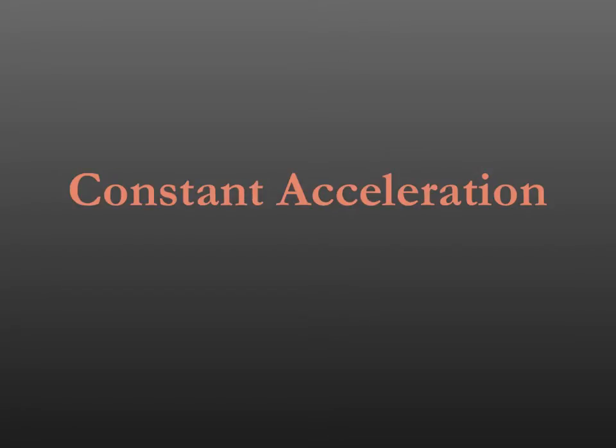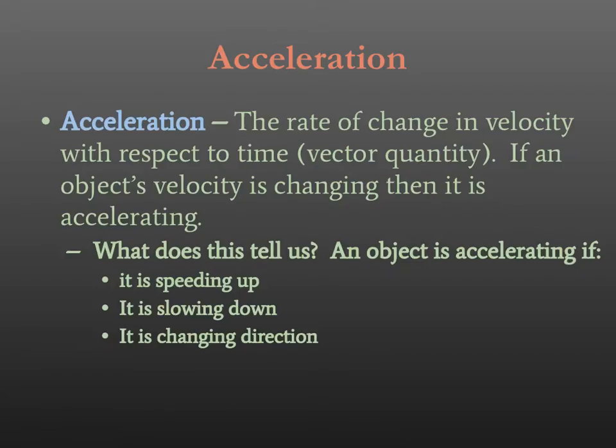Welcome back. Today we're going to be talking about constant acceleration, or the other term that we use is uniform, and you'll recall we've already talked about uniform or constant velocity. When talking about acceleration, acceleration is defined as the rate of change in velocity with respect to time, and it is a vector quantity. So again, that means that direction matters.